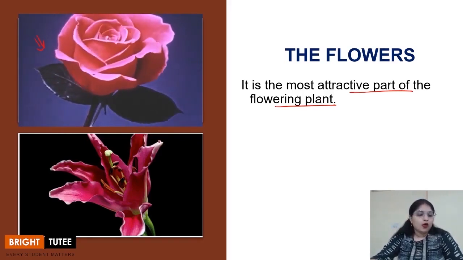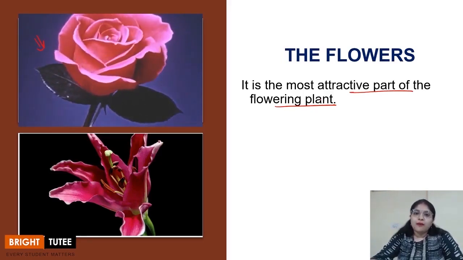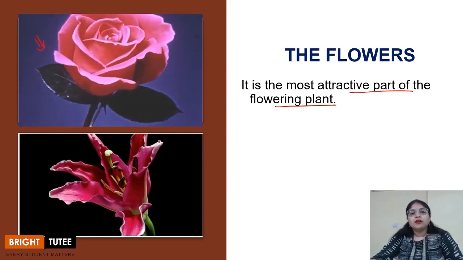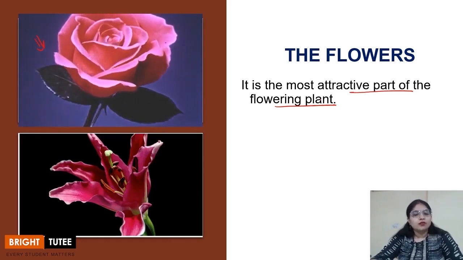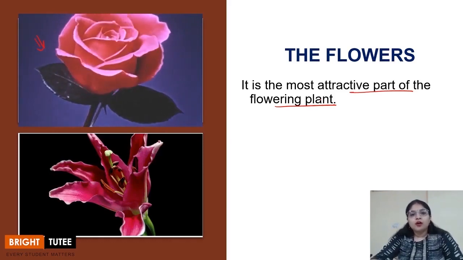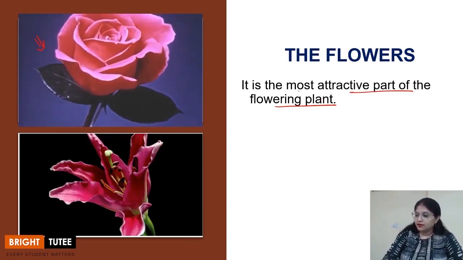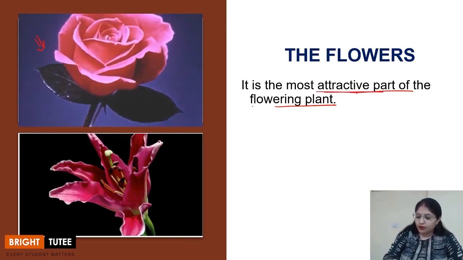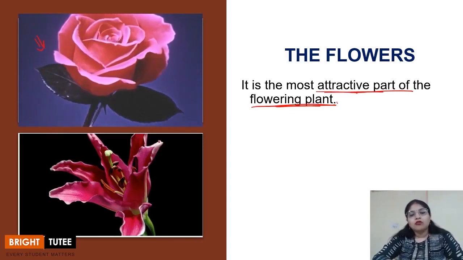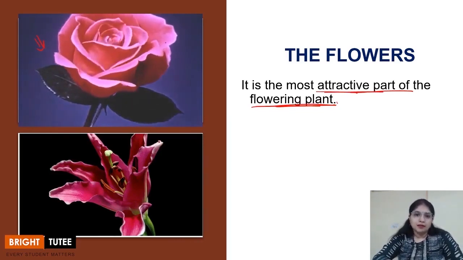So now when we talk about the flower, we should understand what the different parts of it are. We have talked about leaves, we have talked about stem and root, and we've seen what the different functions associated with these parts are. Now we'll talk about flowers, right? So first thing is that this is one of the most attractive parts of the flowering plant. Apart from that, it also helps you in recognizing the plants, right?